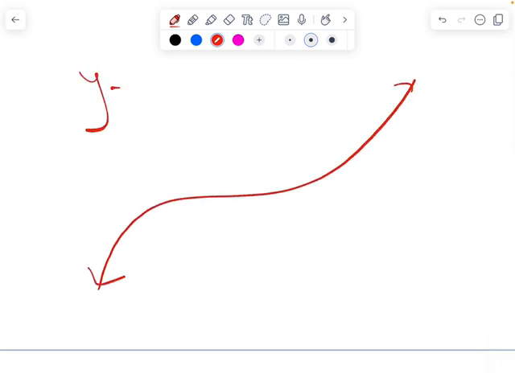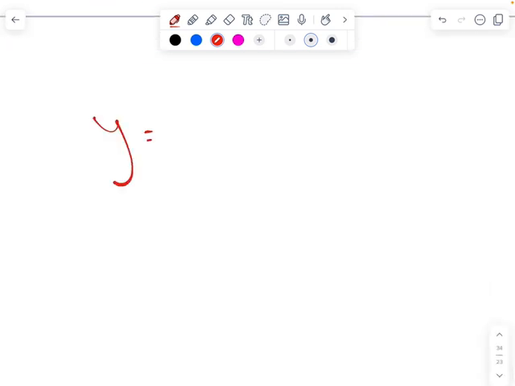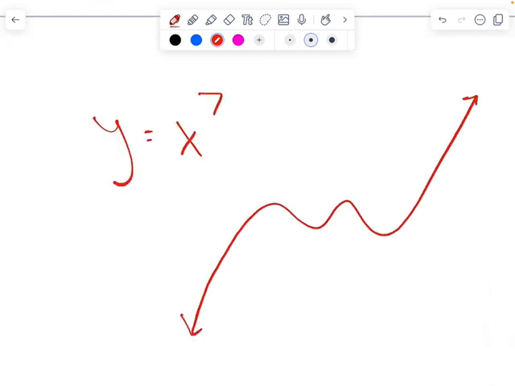And the same thing for a 5th degree function. It's going to look like this. Or a 7th degree function. Now it might have some wiggles in it, and those wiggles could be caused by something like negative 100x squared. That could cause a big wiggle, but overall, this is the term that'll be calling the shots.